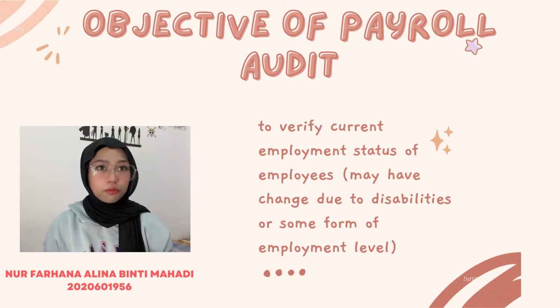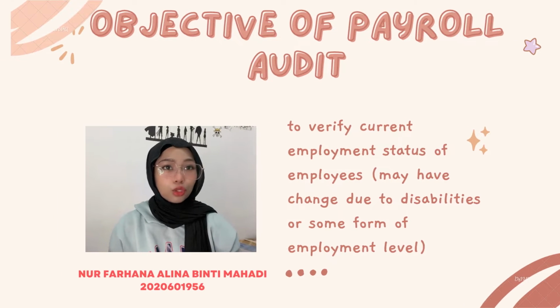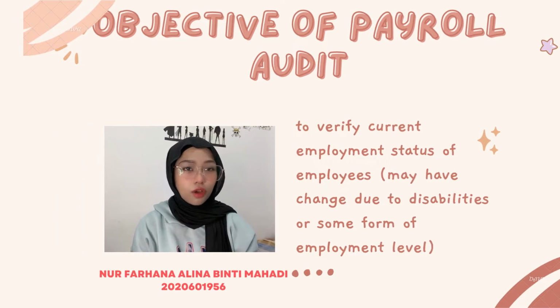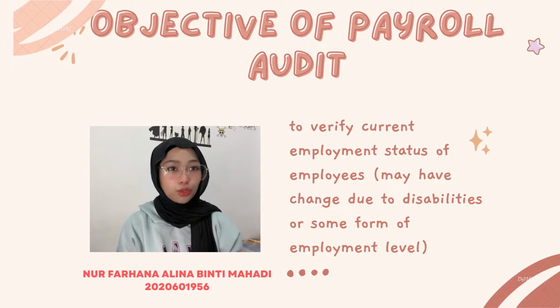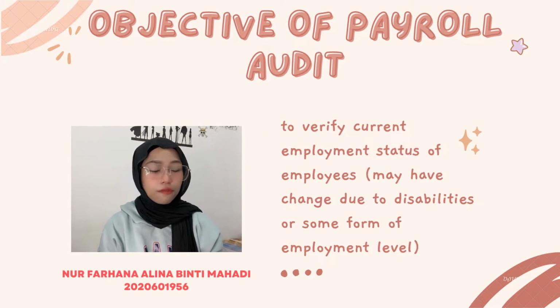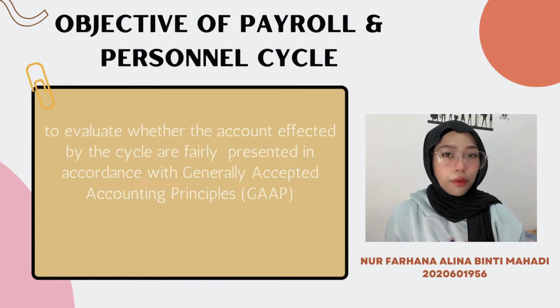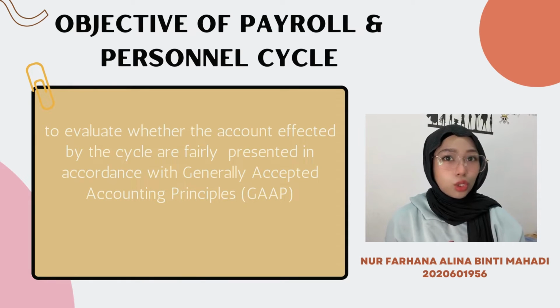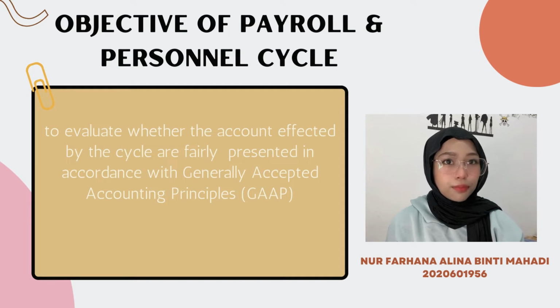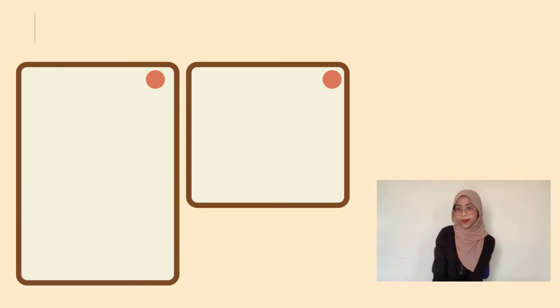Next, we move to the objective of the payroll audit: to verify the current employment status of employees, which may have changed due to disabilities or some form of employment level. Next, the objective of the payroll and personnel cycle: to evaluate whether the accounts affected by the cycle are fairly presented in accordance with generally accepted accounting principles (GAAP).